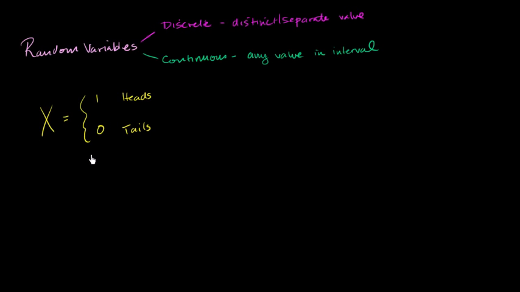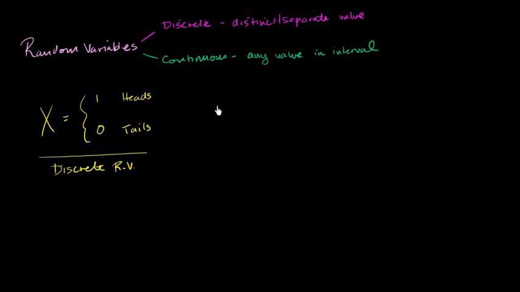Another way to think about it is you can count the number of different values it can take on. This is the first value it can take on. This is the second value that it can take on. So this is clearly a discrete random variable.